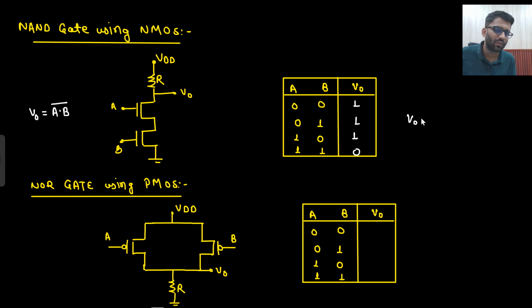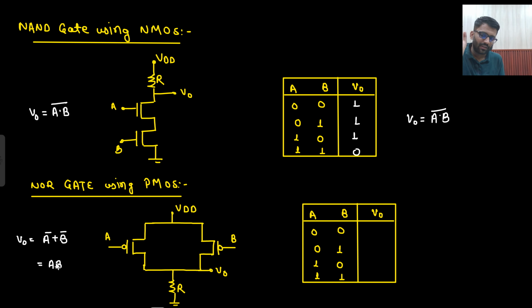So what do you think, what is your V naught? A dot B bar. Say yes or no? It is A dot B bar. What about this? What did I tell you? I will solve it by this method as well, but if both are connected in parallel, I can add them up. But there is a bubble. So A bar plus B bar. Now will I put a bar here or not? That will depend on where it is coming from. It is coming from VDD. So I am not going to put any bar. So yes, this is my final answer.